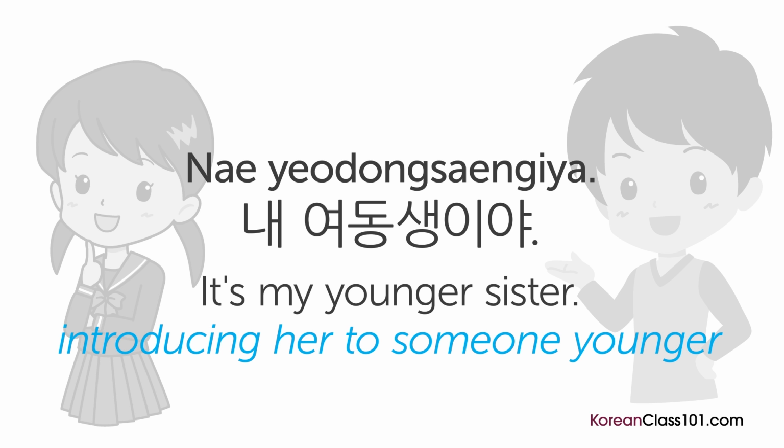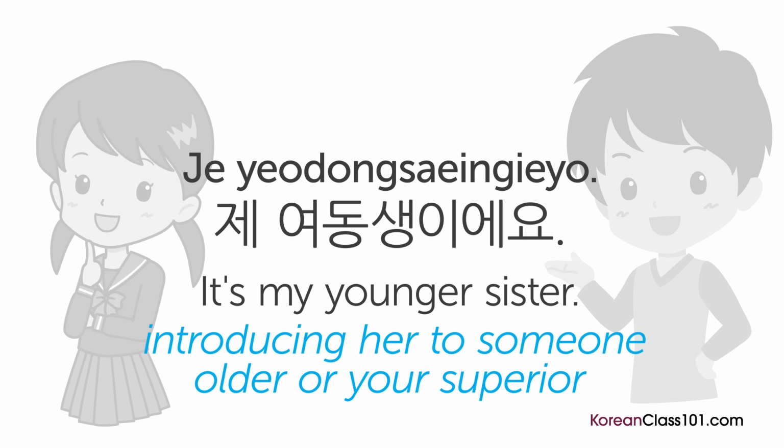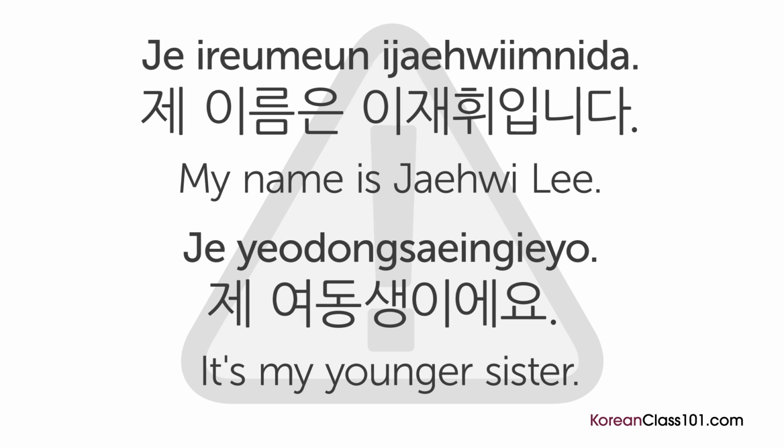If you're introducing her to someone younger than you, you'd say 내 여동생이야. It's my younger sister. Or if you're introducing her to someone older or your superior, you should use the humble form of mine and say 제 여동생이에요. One more thing. Did you notice how formal sentence endings 입니다 and 요 pair with 제? Please remember to use the formal sentence endings when you use the word 제 to an elderly or superior.